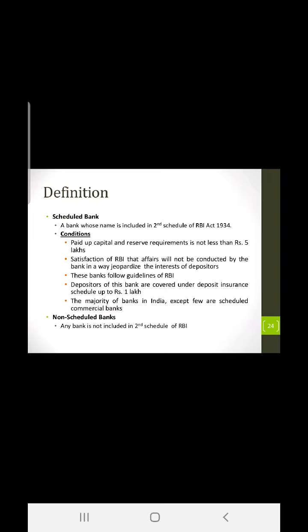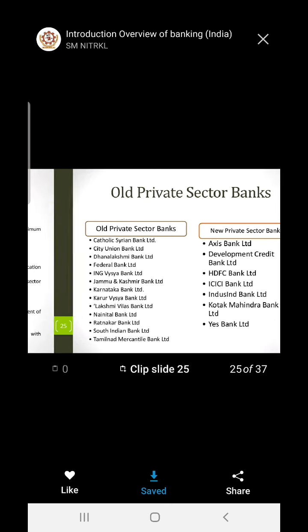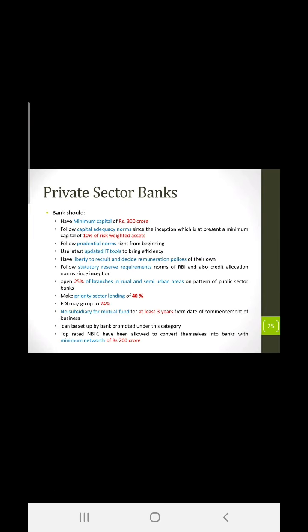And non-schedule means those not having the name in the second schedule. Private sector, as I told you, means those having the highest stakeholder, the private owner has the highest stake. For a private bank, you require a minimum capital of 300 crore. Even if you are private, you have to follow the rules and regulations given by RBI.